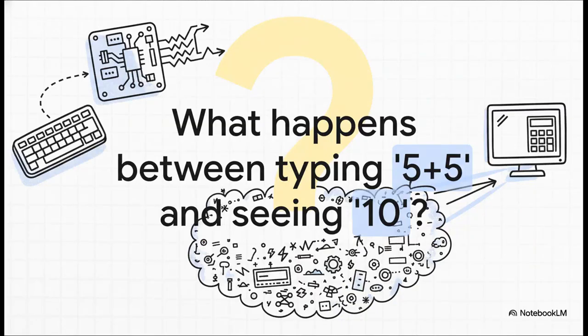So let's start with something super simple. You type 5 plus 5 and hit enter, and instantly the answer 10 pops up on your screen. But what actually happened in that split second? Between your finger hitting the key and that 10 appearing, there's an entire universe of operations happening at lightning speed. We're going to trace that exact journey, step by step.